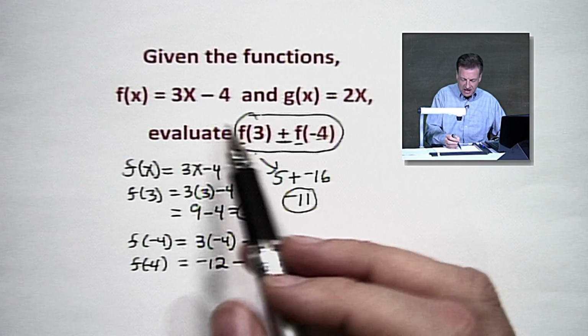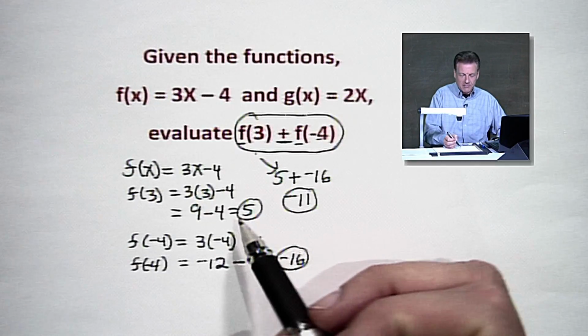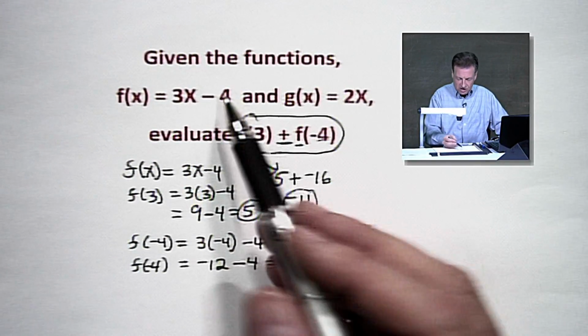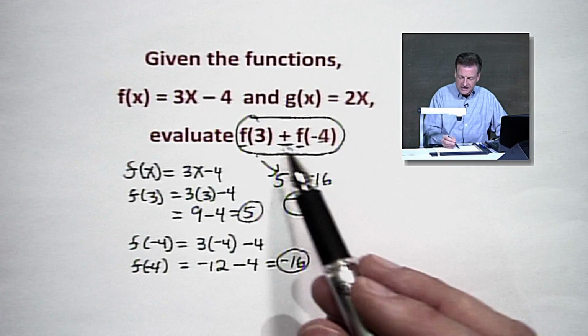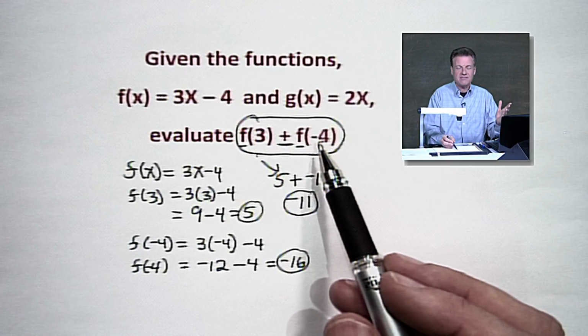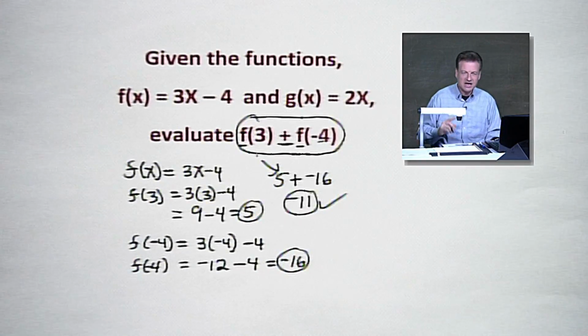Once again, it's about what is the f of 3, which we found that very nicely, just substituting in 3. But come back and take that very same f function and put a negative 4 in there. And that's where we got the negative 16. And it says the summation, it says to add them together. That's what it's about. Functions add us together, and we get our negative 11.